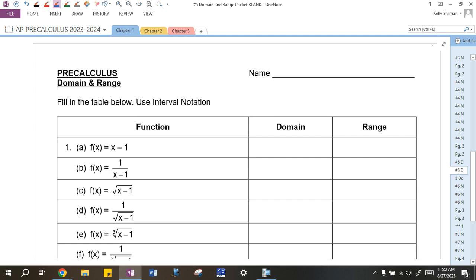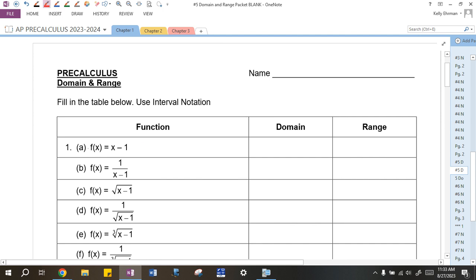All right, so our goal is to find the domain and range for each of these functions. And remember, you want to be thinking about, like we did in our notes, what type of function it is, and then therefore, starting with domain, what the restrictions are.